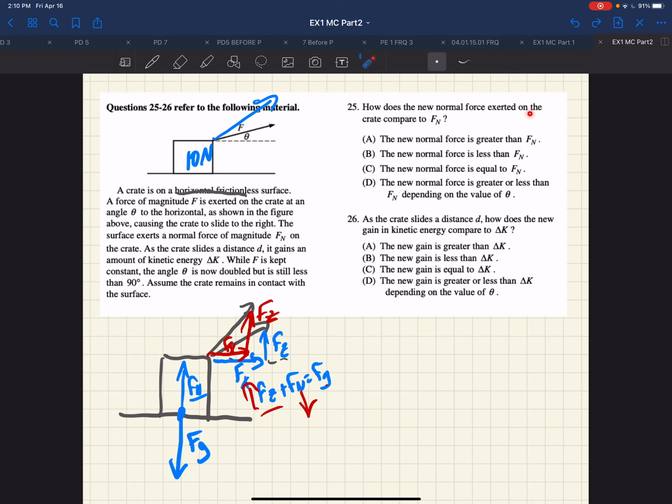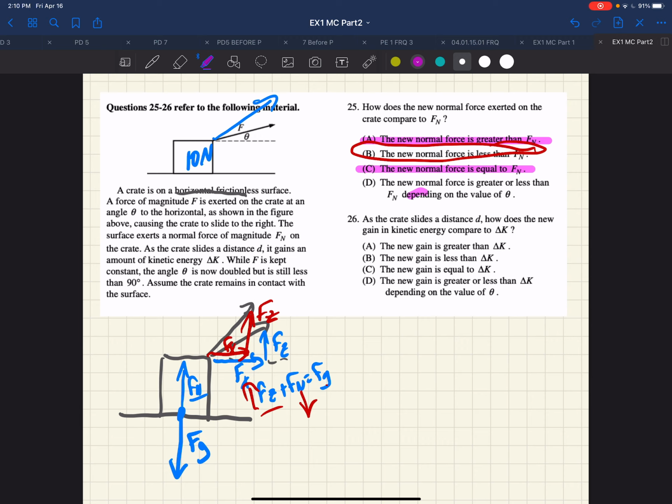So how does the new normal force exerted on the crate compare to Fn? The new normal force is greater. False. It's less. It looks like that's our choice. It's equal. Definitely not. Is greater or less than, depending on the value of theta.